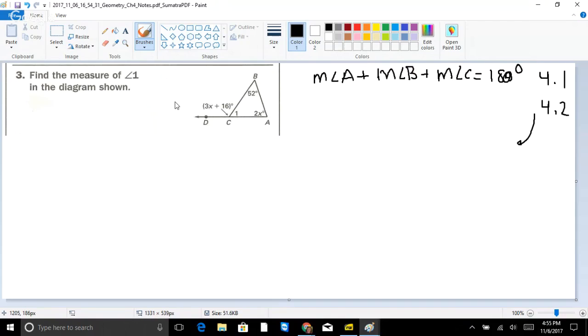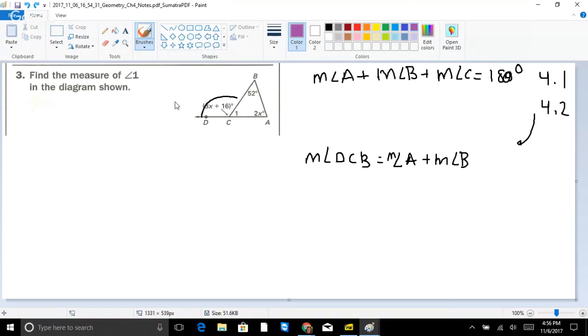From theorem 4.2, we know that my exterior angle, the measure of DCB, is equal to my two non-adjacent interior angles, so the measure of A plus the measure of B. So let's just start with those two. We also know that angle 1 plus my exterior angle equals 180 degrees as well. But I think between these two theorems, we can figure it out. Okay, so let's fill in the blanks.